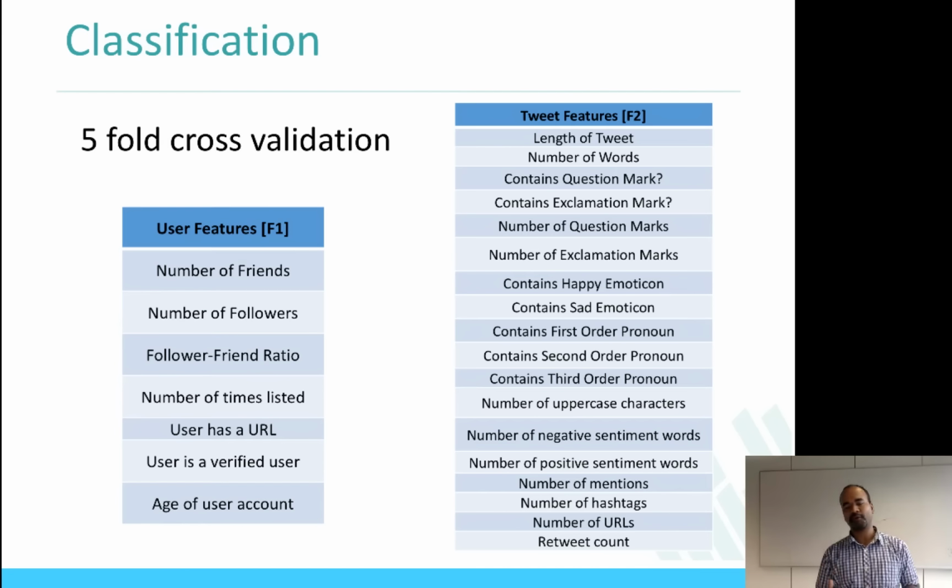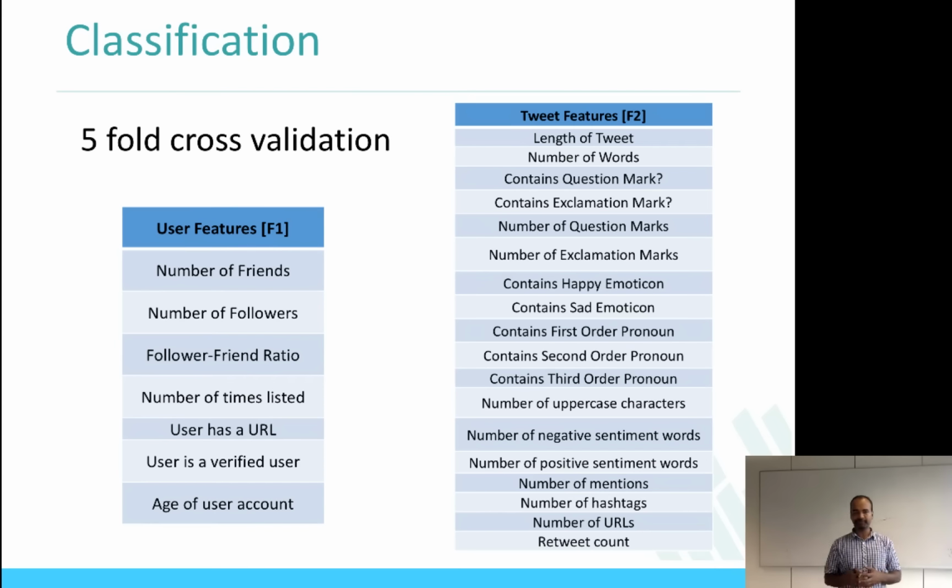Verified user is another important feature that you could use, because of the total number of users on Twitter, there are only a few hundred thousand users who are actually verified. Verification takes some process, and you have to have a large number of followers and things like that. So verified user can be a good feature to decide whether the user is legitimate or malicious.